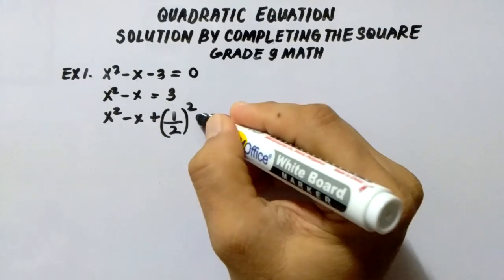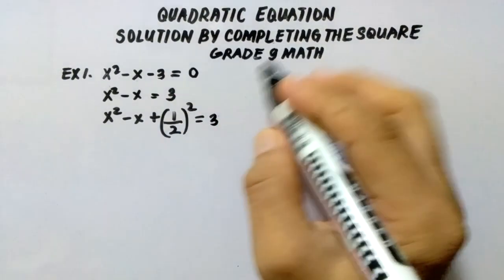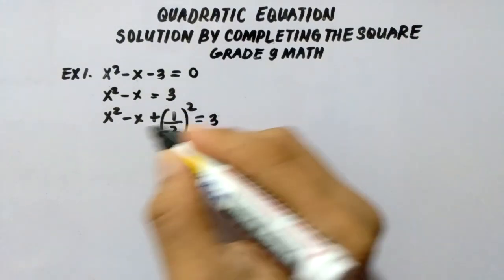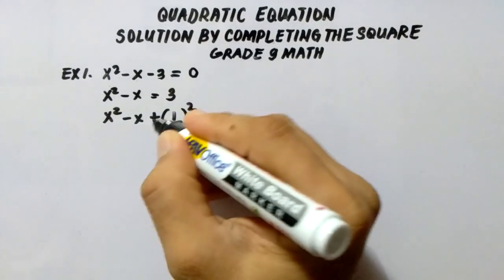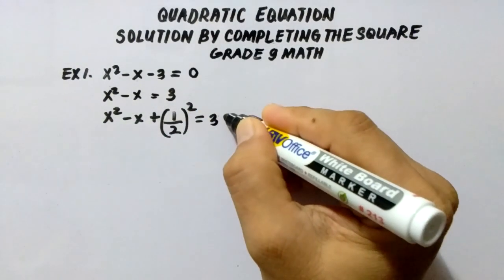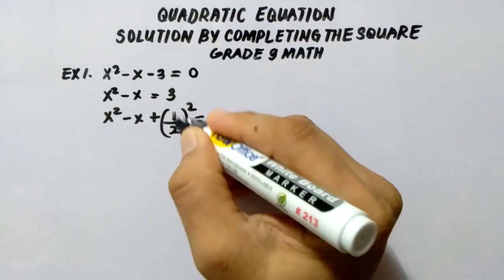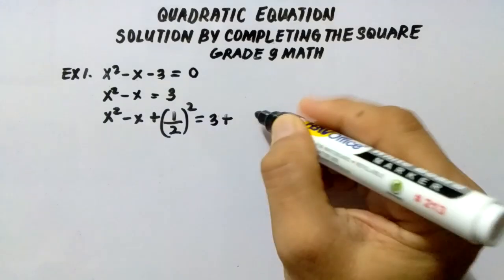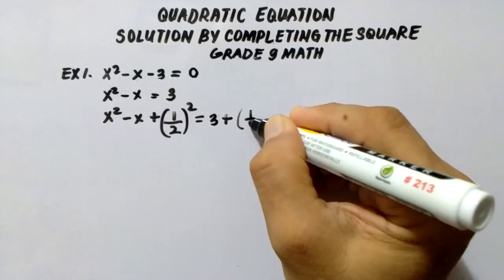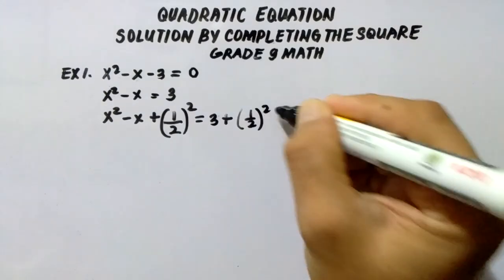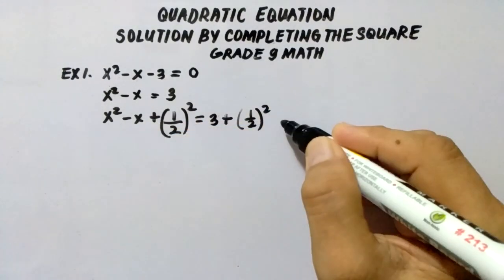Then, equals 3. Then, kung ano po yung in-add natin dito sa left side, i-add din po natin dito sa right side. Okay? So, mag-add po tayo ng plus sign. Then, quantity, 1/2 squared. So, i-add din po natin dito. Okay? So, ayan po, no? Parehas. In-add natin both sides of the equation.